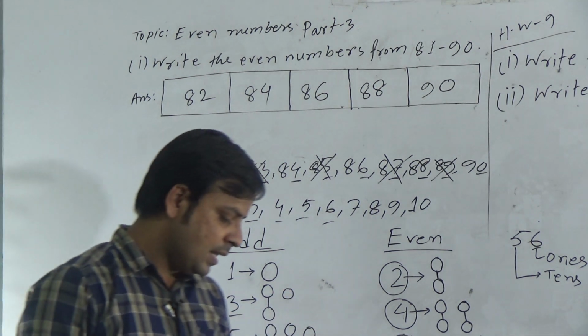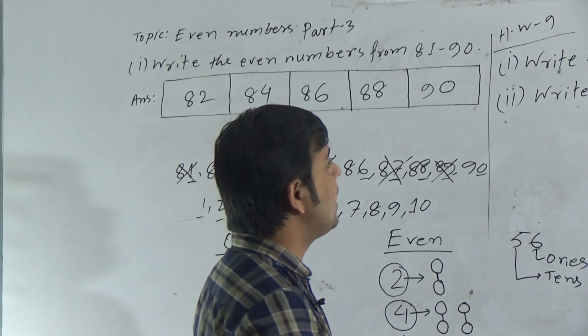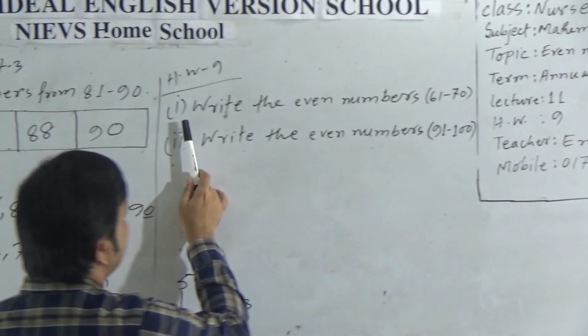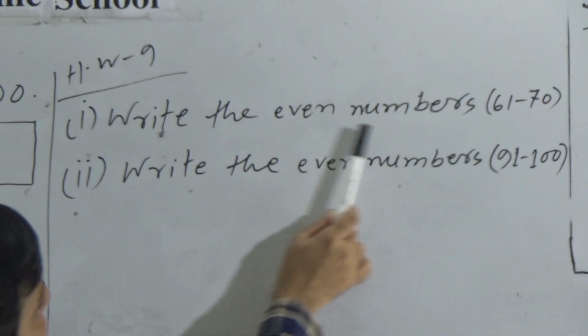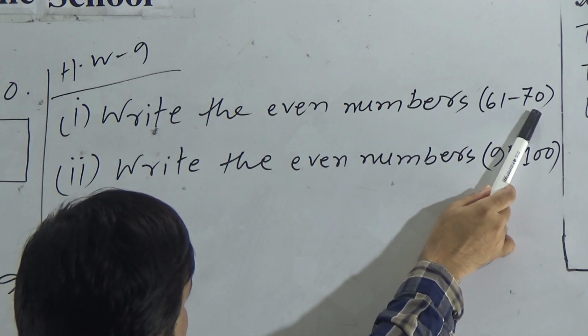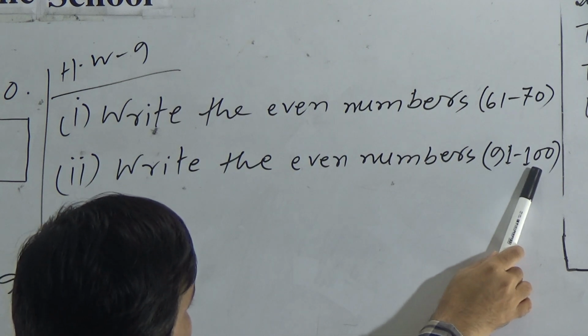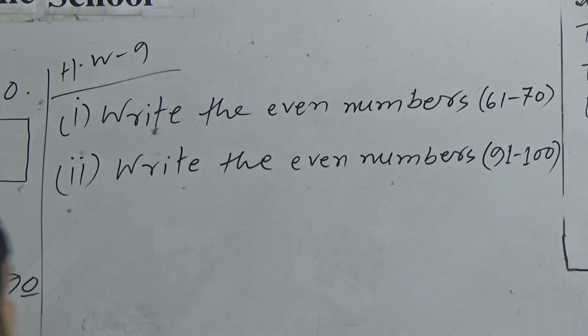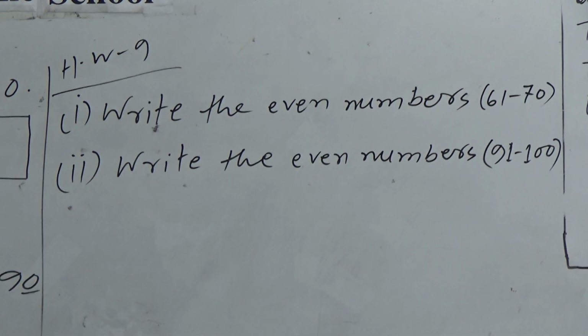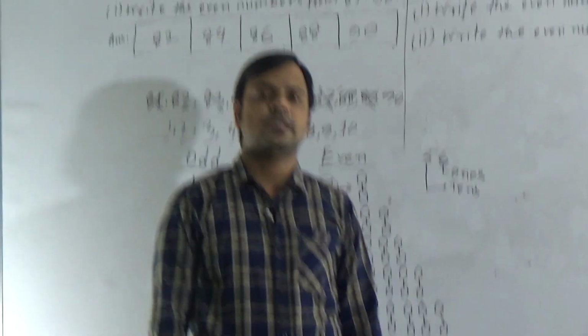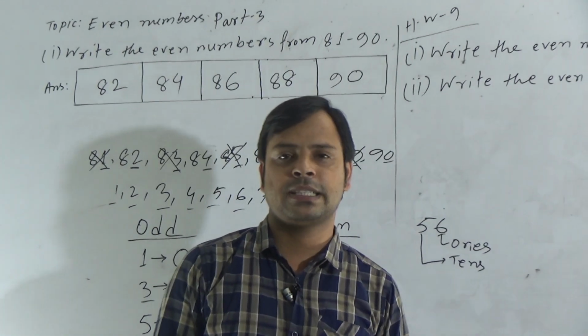Students, depending on today's lecture, I have given 2 homeworks for you. The first one is to write the even numbers 61 to 70, and write the even numbers 91 to 100. Solve these 2 questions as your homework. Submit your homework next Sunday.